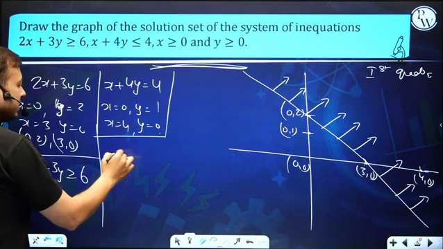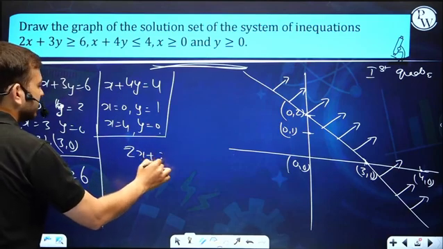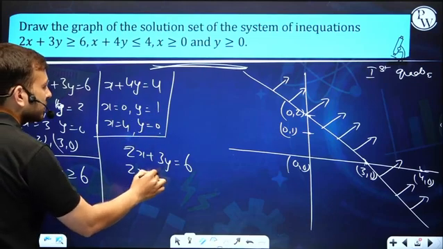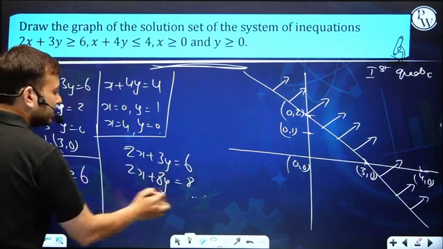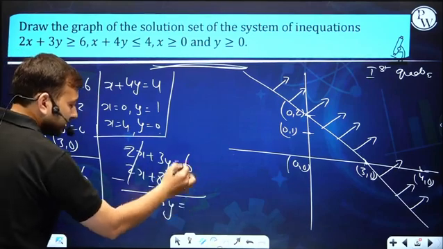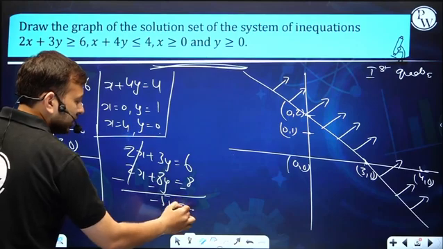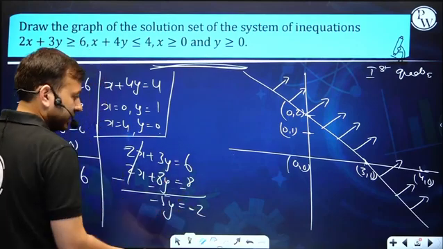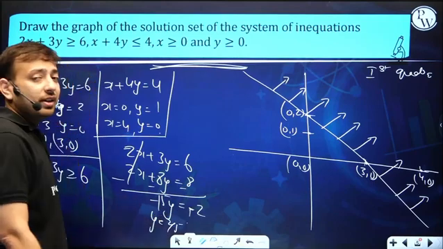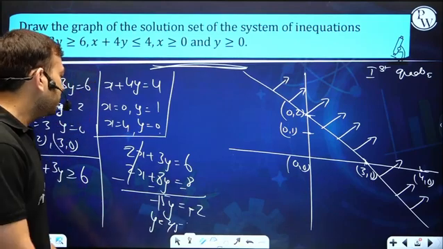Sir, one line is 2x plus 3y equals 6. Multiply the other by 2, so 2x plus 8y equals 8. Subtract: minus 5y equals minus 2, so y will become 2 by 5.